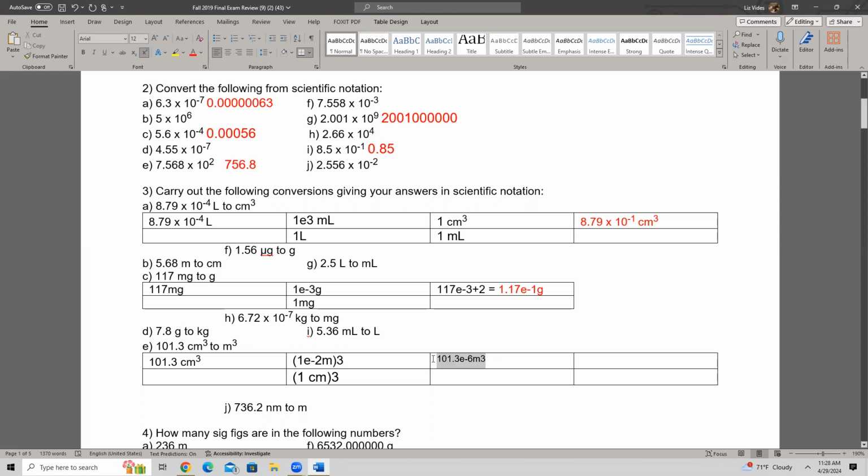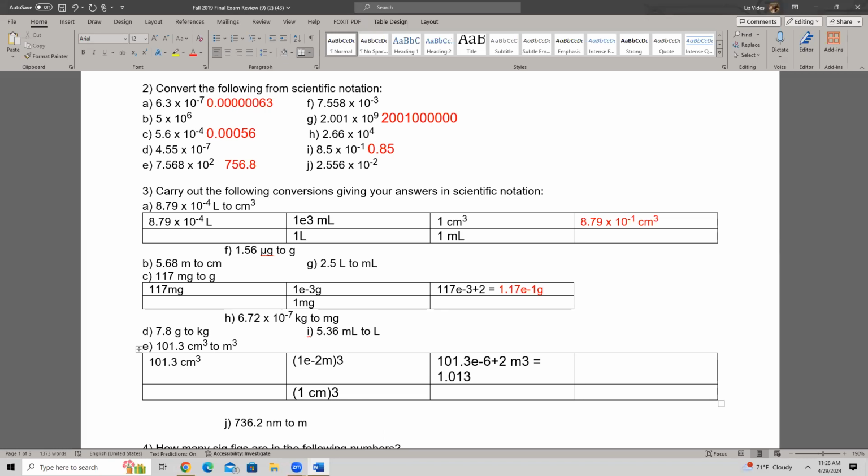Okay, so again, that is incorrect scientific notation. So we need to change that. To change that, we're moving it how many spots? We're moving it 1, 2 back. Since we're moving back, we need to increase it by 2, right? So plus 2. So that's going to give us 1.013 e to the negative 4 meters cube.